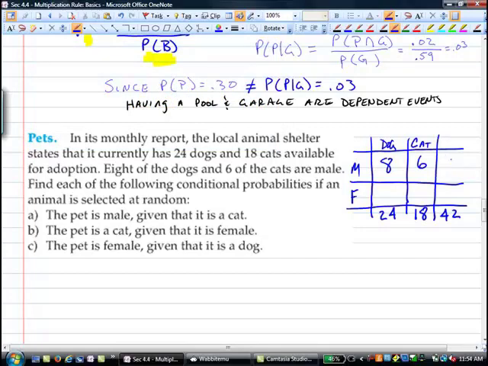So what's the total number of males in the shelter? 14. How many female dogs are in the shelter? 16. How many female cats are in the shelter? Get that one. For a total of 28.